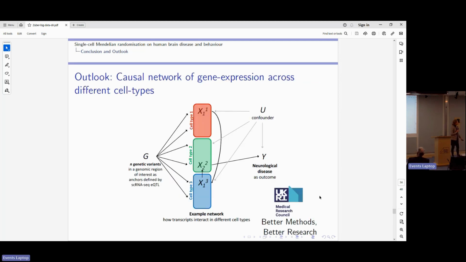The other methodological development that we want to look at are causal networks. Basically, we want to see how the effects of gene expression propagate across different cell types to ultimately cause disease. In this particular example, we have here expression of gene X1 in cell type 1, which causes the expression of the same gene in cell type 3, which causes another gene in cell type 2, which then causes disease. So we're really trying to map across how the molecular mechanisms work across cell types and genes.